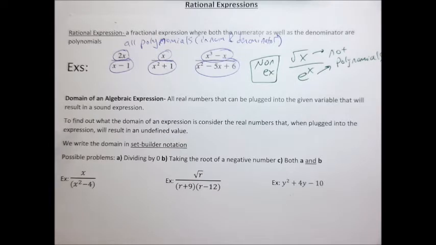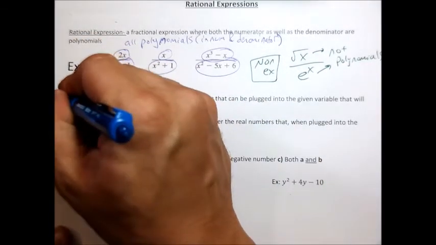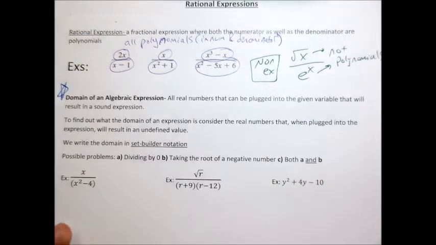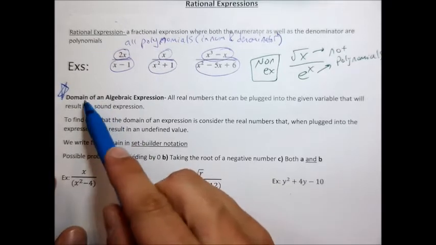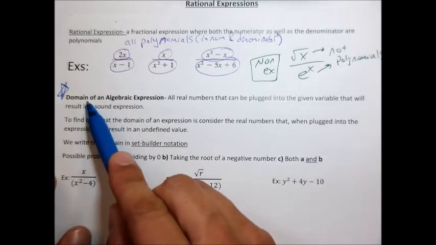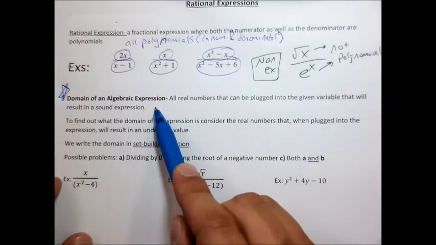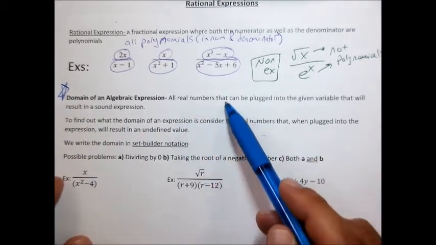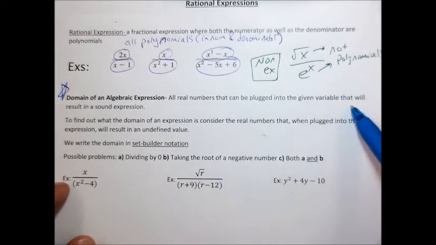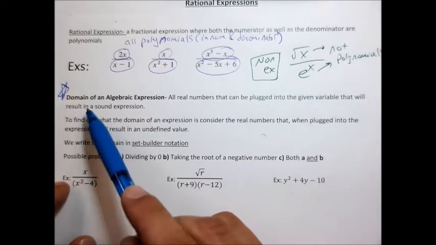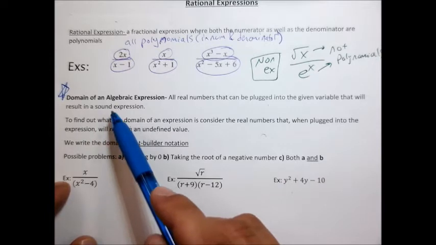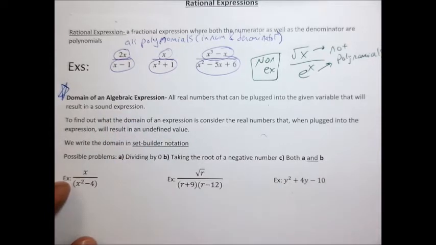So domain. I'm going to put a star next to this because this is very important. It's something that we're going to talk about all semester long, and it's something that I feel like people fall behind on, and then it haunts them the rest of the semester. So let's make sure we understand this, and if you have any questions as we go through this, please let me know. The domain of an algebraic expression are all the numbers that you're allowed to plug into that expression that doesn't result in something bad, so that results in a sound expression. So it's everything you're allowed to plug in.